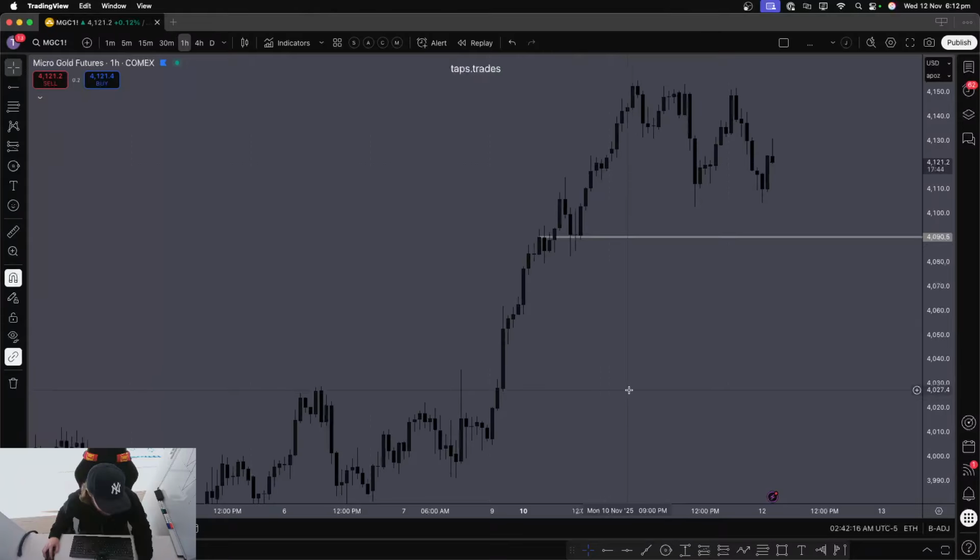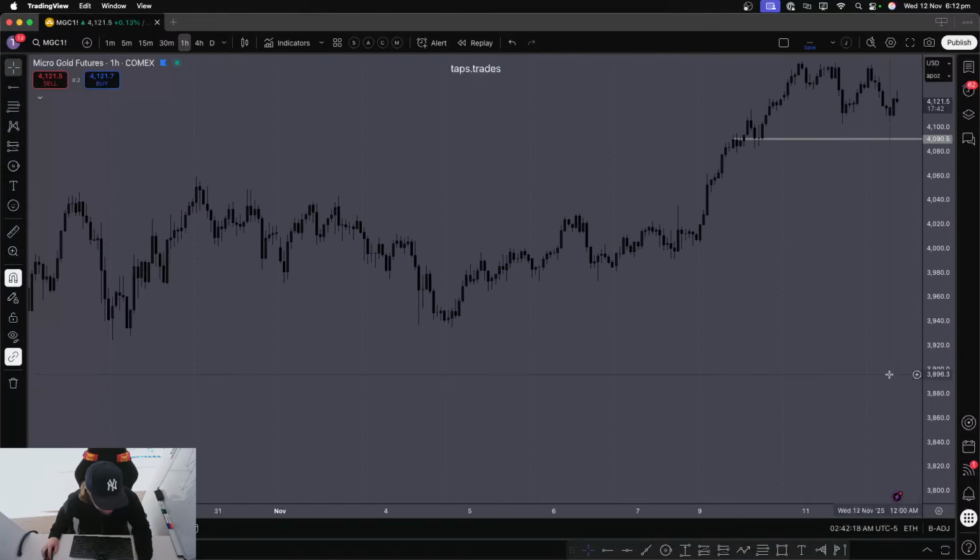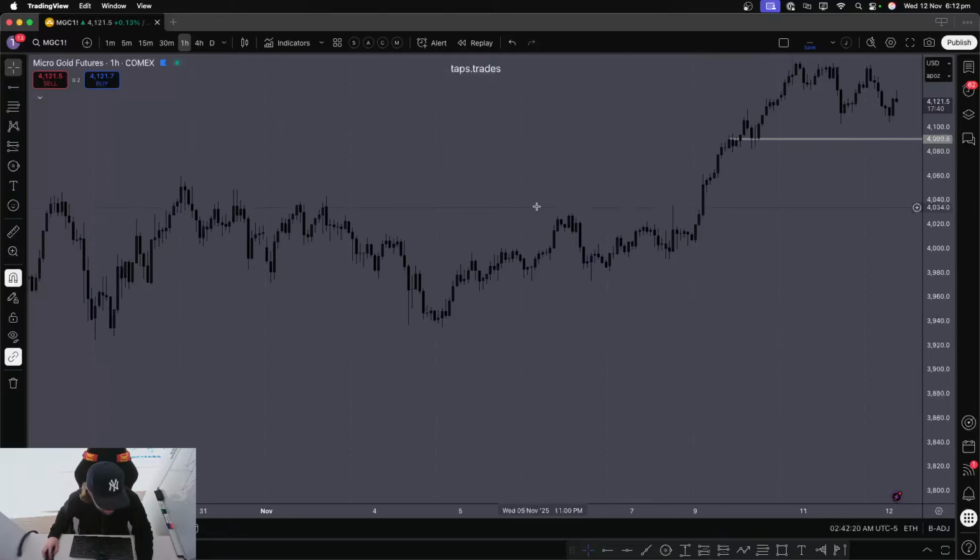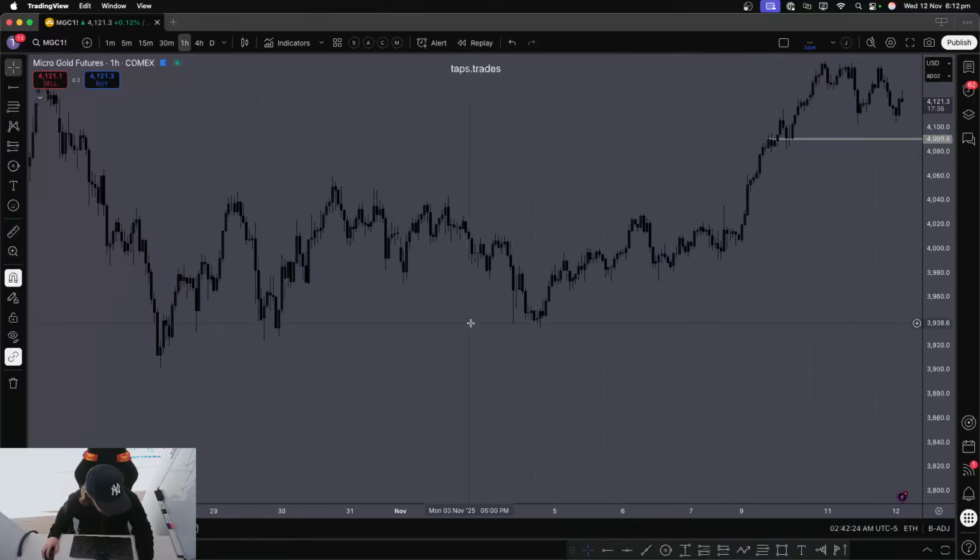So we can see price eventually, if we're looking back on this, again, guys, this is on the hourly time frame. Price has sort of been consolidating for basically 2 weeks.